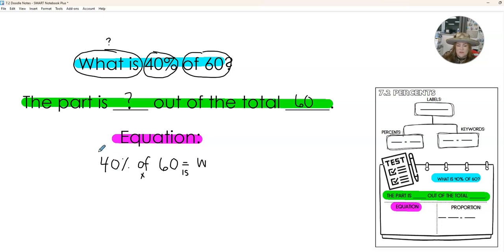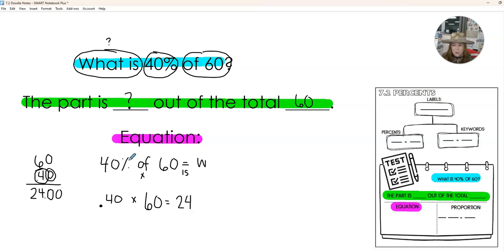Now to solve this, we're going to turn this 40% into a decimal, right? So we would just move our decimal 2 places forward. So this is 0.40 times 60 is, and we're going to solve it. So I know 4, so let's set up our problem. 60 times 40. I know 4 times 6 is 24, and it has 2 zeros on it. But I can see that there are 2 decimal places. So 1, 2. So 40% of 60 is 24.